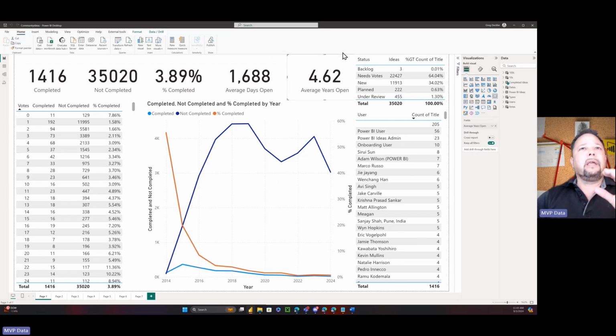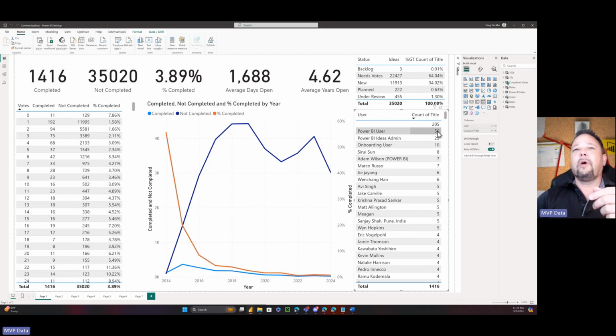And what's interesting about all of this is that, again, this number I think is higher than it should be, and we'll see reasons why. For one immediate reason, there's Power BI user, Power BI ideas admin and onboarding user, which I think are all Microsoft accounts, right? So there's 56, 23, and 10. So there's quite a bit of the ideas that are out there. And this is completed ideas.